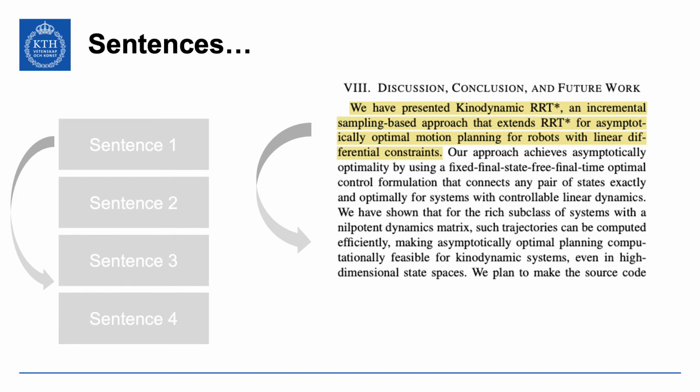The very last section, section 8, discussion, conclusion, and future work. The first sentence summarizes the whole section. So this is conclusion, right? So we have presented, blah, blah, blah. This whole sentence is very close to the title of the paper and the first sentence of the abstract. Again, being a conclusion, they want to summarize what the paper is about, and the first sentence summarizes the whole paper, which is close to the title. No surprises.